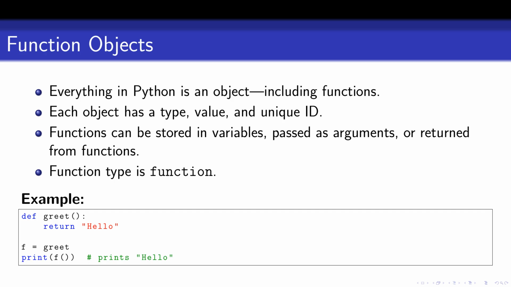This concept is especially powerful in functional programming, where functions are treated as first-class citizens. It also forms the basis for advanced features like callbacks, decorators, and higher-order functions, which are common in libraries for data processing, visualization, and machine learning. Recognizing that functions are objects helps you write more flexible and modular code, especially when designing libraries or working with tools that rely on functional patterns.